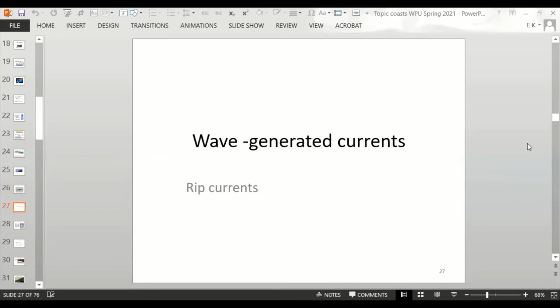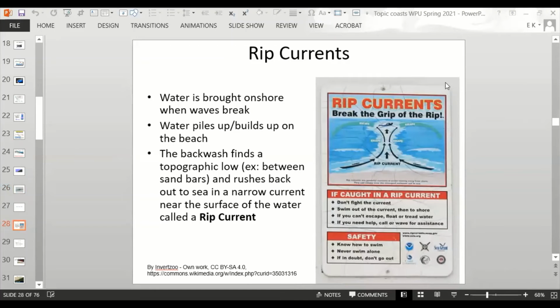So then we're going to talk about wave-generated currents, specifically rip currents. So here is a sign that talks about warnings for rip currents. It says, if caught in a rip current, don't fight the current, swim out of the current and then to shore. If you can't escape, float or tread water. If you need help, call or wave for assistance.